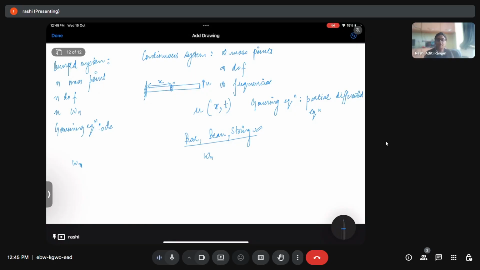Do you remember? For the string, if omega n was the fundamental frequency, other frequencies were integral multiples of omega n. For the bar and beam, again we had different frequencies which we got from solving the equations, which were transcendental equations, if you remember. Like we did it in yesterday's lecture, as far as I remember. So wait, let me see.